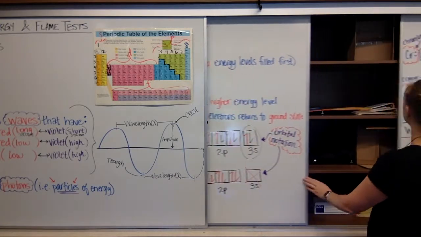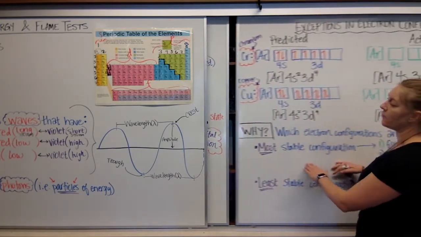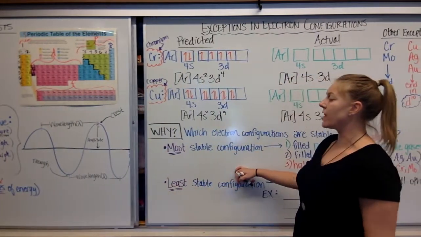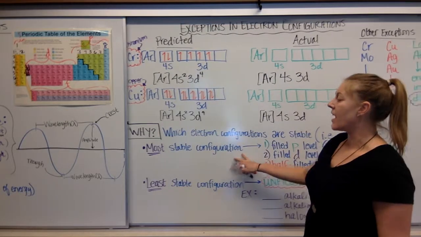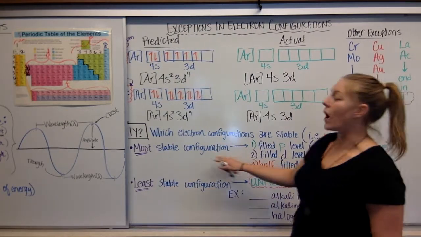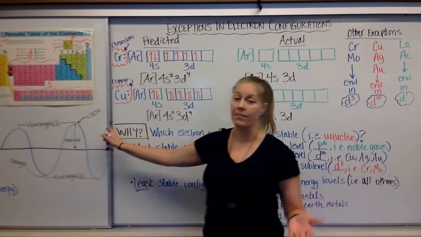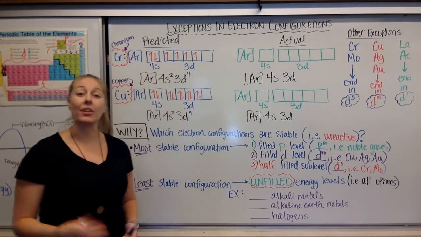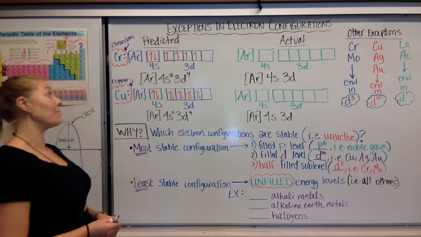Now, we're going to see a few exceptions to our electron configurations. And the reason I want to look at these is because we're going to talk about why there are exceptions in terms of electron stability, and because you're going to see one of these that we're going to test as a metal cation in the lab.